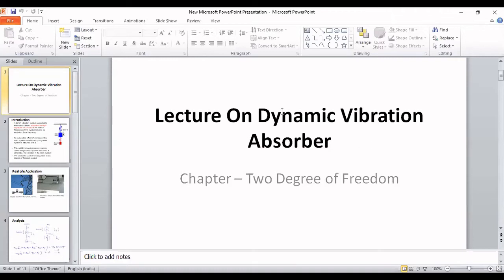As the name indicates, this is a system which absorbs the vibration from the main system. So in this topic, we are going to understand the concept of a vibration absorber. Then we would work on the analysis of the vibration absorber so that we would understand how to design a suitable dynamic vibration absorber.